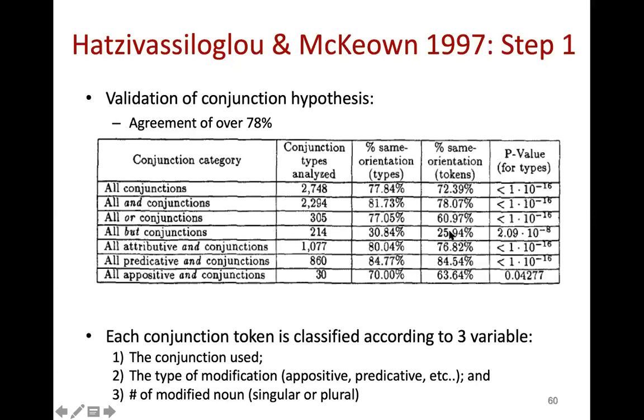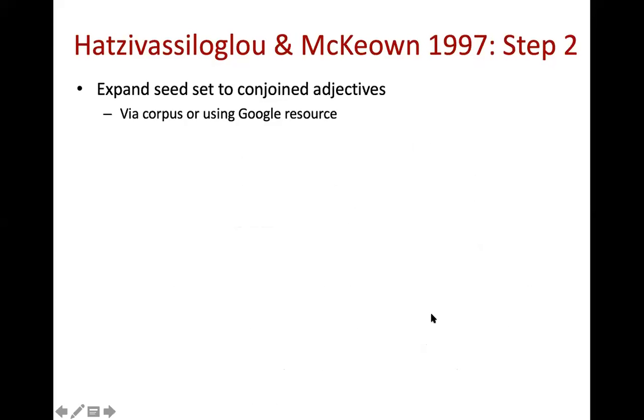So yeah, you can see the statistics: different orientation, same orientation. And each conjunction token in classification, according to 3 variables, can be split into the conjunction used, the type of modification, maybe positive, predictive, etc., and then also the number of modified nouns, singular or plural, right? So basically the singularity or plurality of the noun around that.